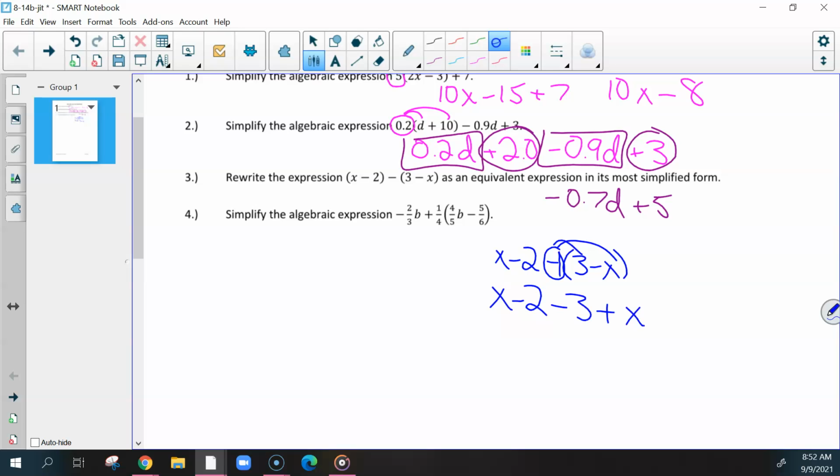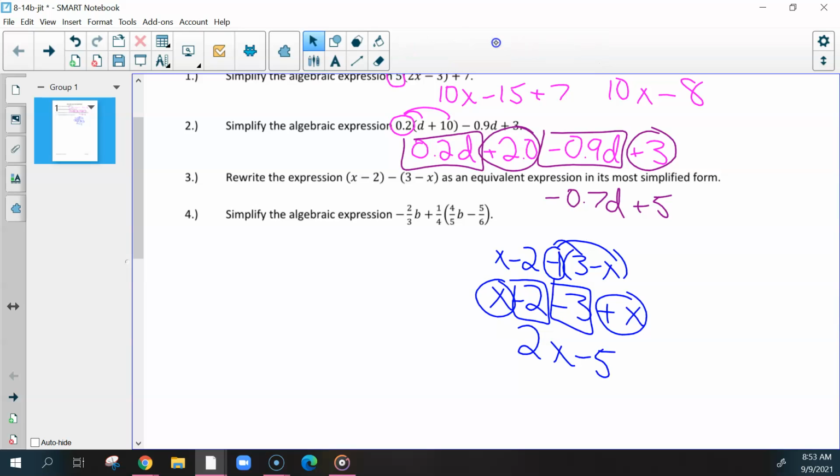And then combine our like terms. So x and x give us 2x, negative 2, and negative 3 give us negative 5. Questions about any of those?